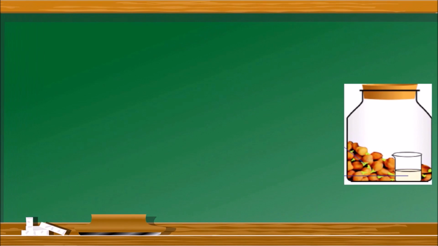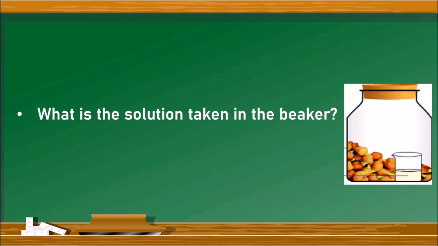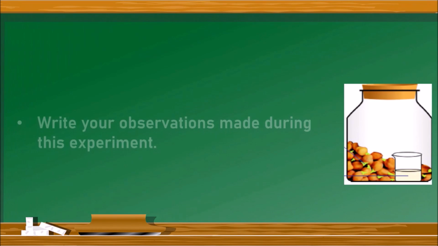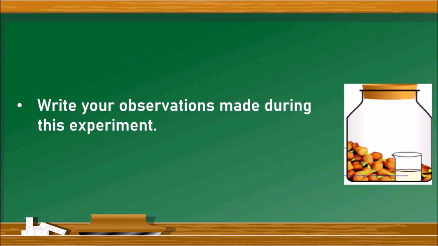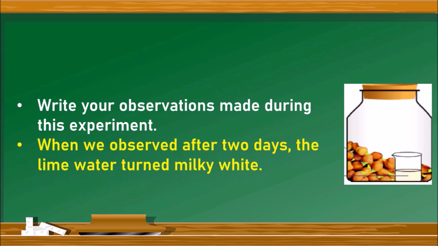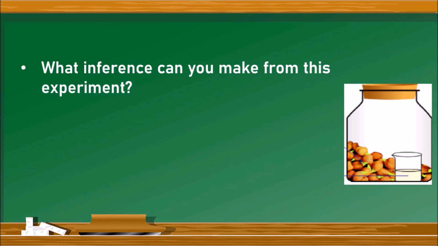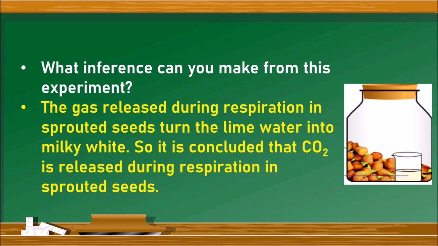The next question. What is the solution taken in the beaker inside the jar? It is the lime water taken in the beaker. The next question. Write your observations during this experiment. When we observe, after 2 days, the lime water turns milky white. The next question. What inference can you make from this experiment? The gas released during respiration in sprouted seeds turns the lime water milky white. So it is concluded that carbon dioxide is released from the sprouted seeds.